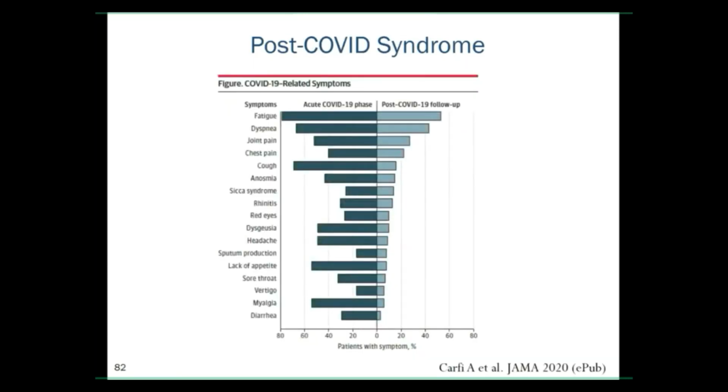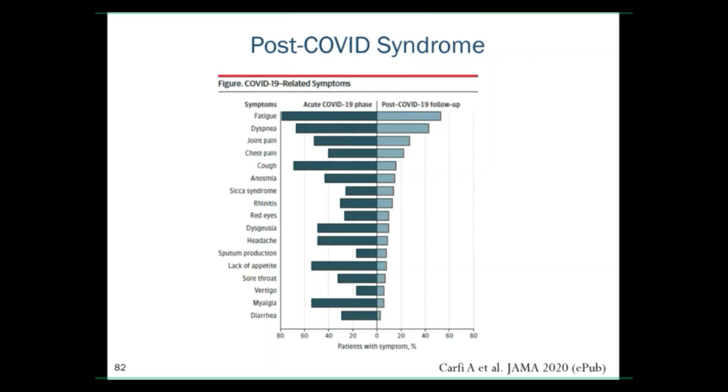And to finish off, we're quickly going to talk about the post-COVID syndrome. So it's bad enough having COVID. The problem is people who recover from COVID, many of them don't recover. Up to 50% continue to have symptoms. Up to 50% have profoundly impaired quality of life.